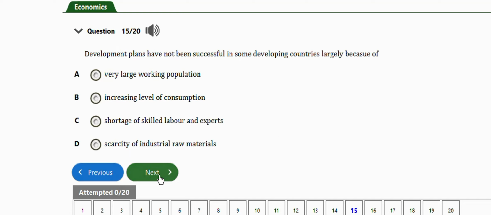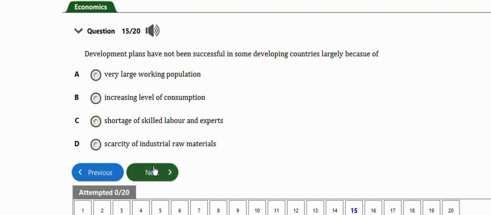Next question is this one. It says development plans have not been successful in some developing countries largely because we have option A, very large working population, increasing level of consumption, shortage of skilled labor and experts, scarcity of industrial raw materials. So guys, the right answer to this question is option C, which is shortage of skilled labor and experts. Okay, so that's it for that question.